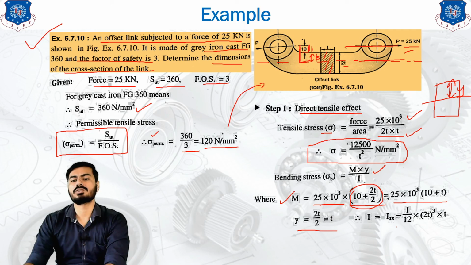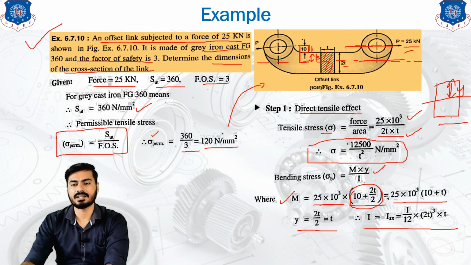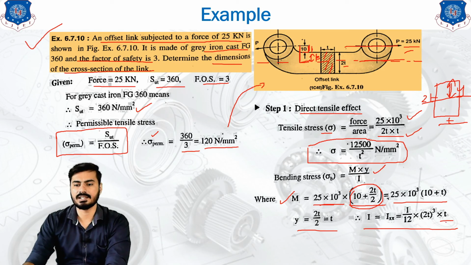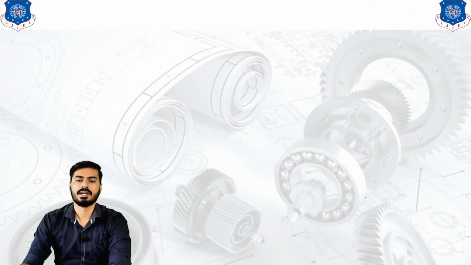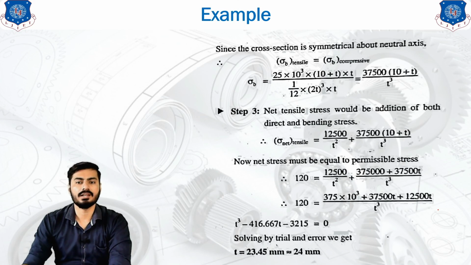Now I equals the moment of inertia. Moment of inertia of the cross section is bd cube by 12. Now what is b? b is given in the diagram, that is t, and d is given as 2t. So bd cube by 12, that is t into (2t) cube by 12, that is our I. Now we will put all these values into our equation. That is a very simple basic equation.